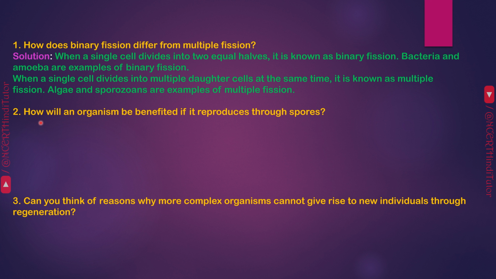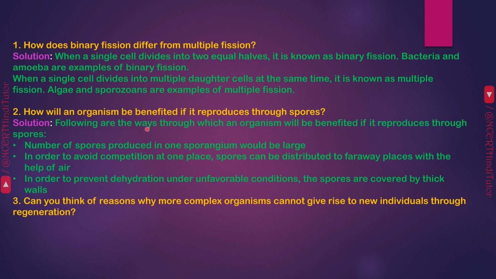Question 2. How will an organism be benefited if it reproduces through spores? Answer. Following are the ways through which an organism will be benefited if it reproduces through spores. First, number of spores produced in one sporangium would be large. Second, in order to avoid competition at one place, spores can be distributed to far away places with the help of air. Third, in order to prevent dehydration under unfavorable conditions, the spores are covered by thick walls.